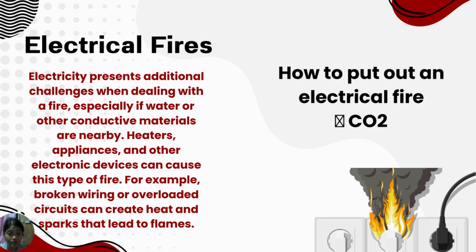And how to put out an electrical fire? You can use a CO2 extinguisher. The best fire extinguisher to use on electrical fires is the carbon dioxide or CO2 extinguisher. Some dry powder extinguishers are suitable for low voltage situations. And always turn off the power supply if you can.